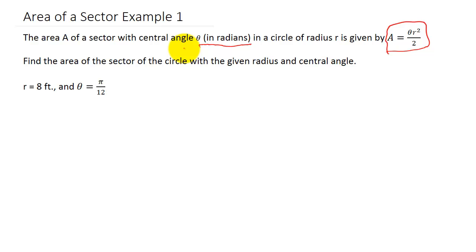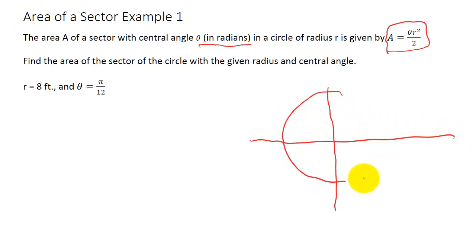So let me draw a little picture over here so you can see what we're finding. So here's a circle, and then here's our central angle theta here. There's our radius r. Now what we're finding here is the area of this sector here. Okay, that's what we're looking for, this area here. Okay, so let's take a look at the example we have.